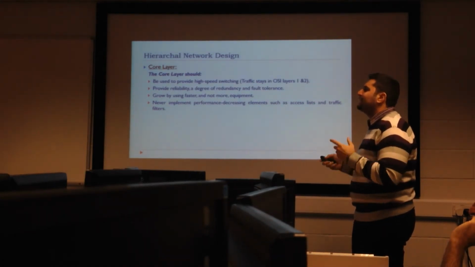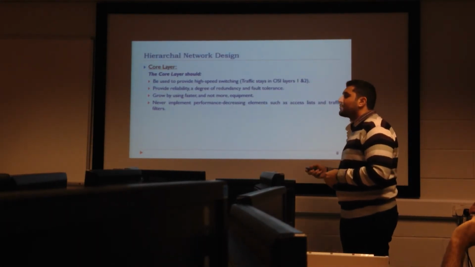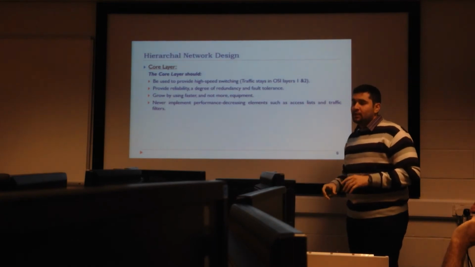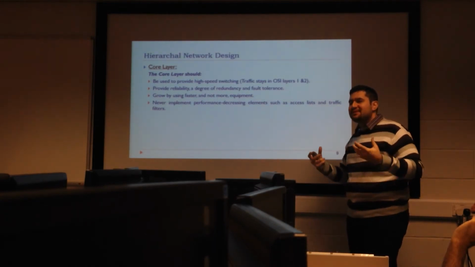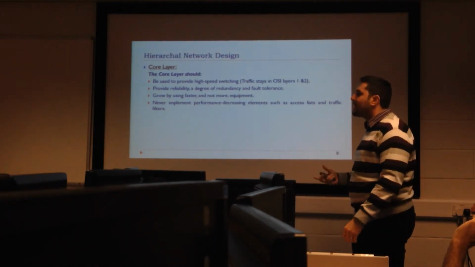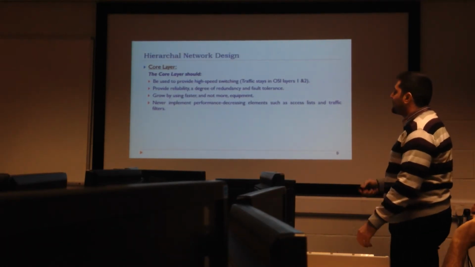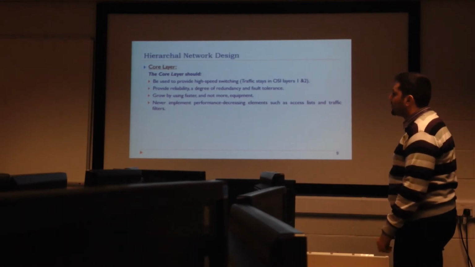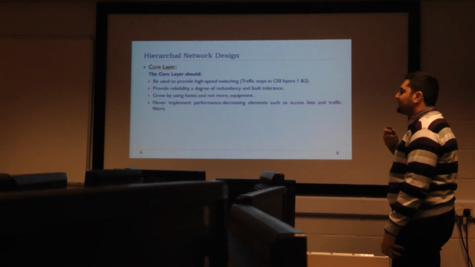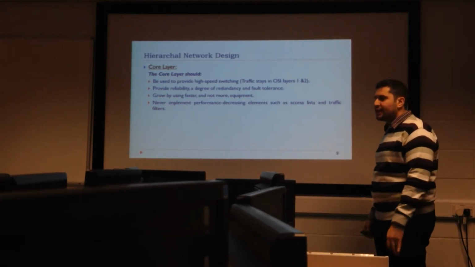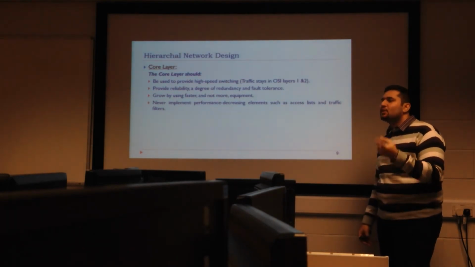The main aim when we think about the core is to keep it simple, because this is the hard stuff. We are managing all the network in this layer, so it needs to be simple. It should provide high-speed switching at OSI layers 1 and 2, and provide reliability, redundancy, and fault tolerance.